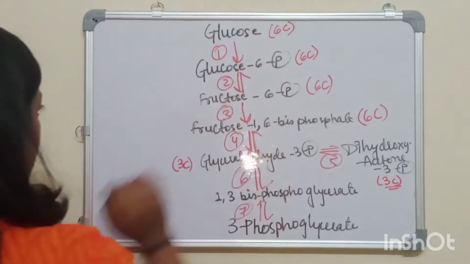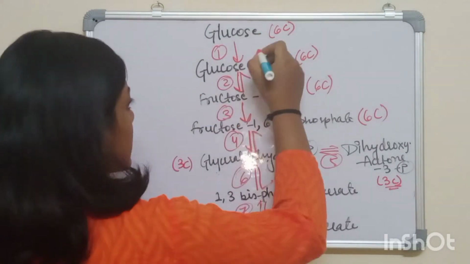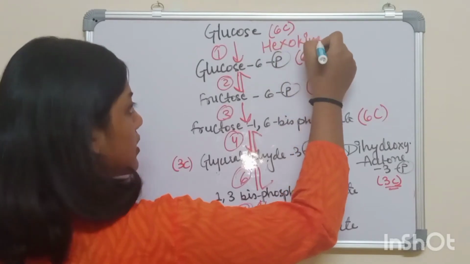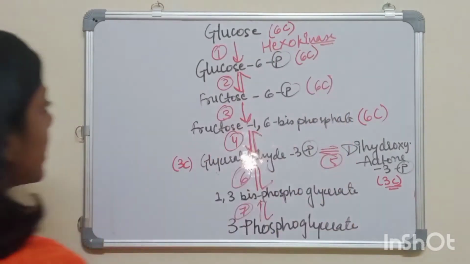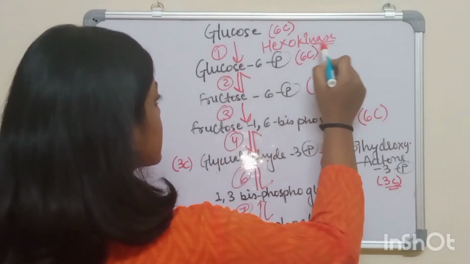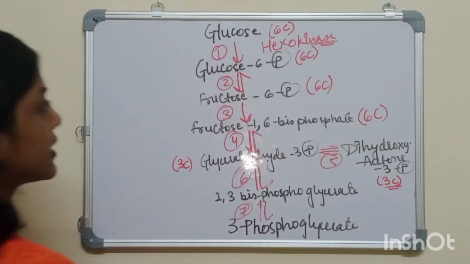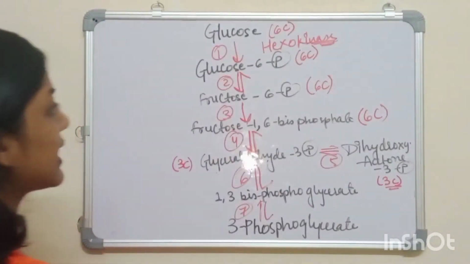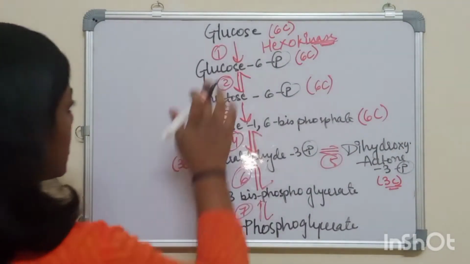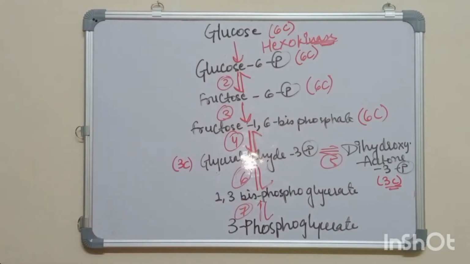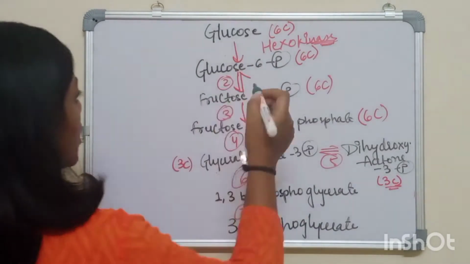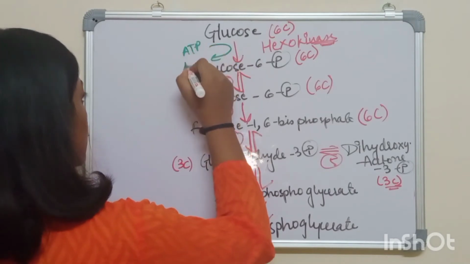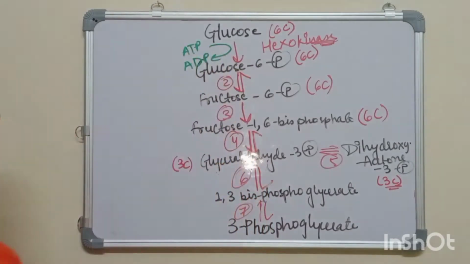So glucose is converted to glucose 6-phosphate by an enzyme known as hexokinase. What is kinase? Kinase is the enzyme that adds phosphate. It takes a phosphate group from ATP and adds it to the molecules. So hexokinase takes phosphate from ATP. So 1 ATP is utilized here.